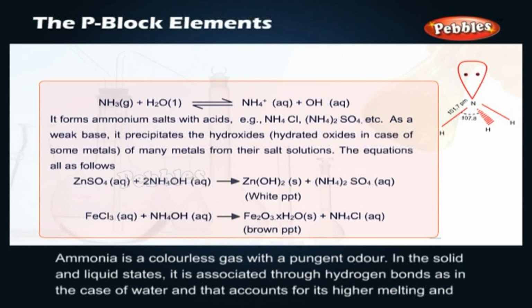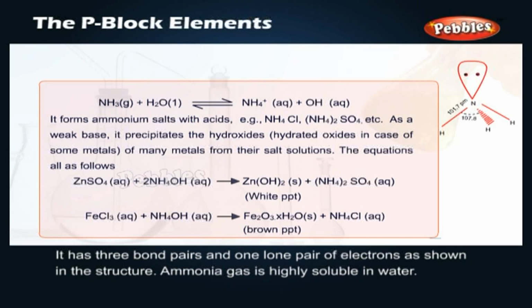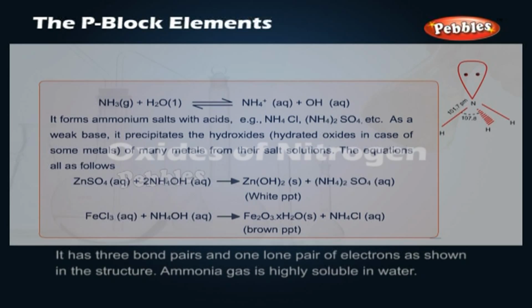Properties of ammonia. Ammonia is a colorless gas with a pungent odor. In the solid and liquid states, it is associated through hydrogen bonds, as in the case of water, and that accounts for its higher melting and boiling points than expected on the basis of its molecular mass. The ammonia molecule is trigonal pyramidal with the nitrogen atom at the apex. It has 3 bond pairs and 1 lone pair of electrons as shown in the structure. Ammonia gas is highly soluble in water.